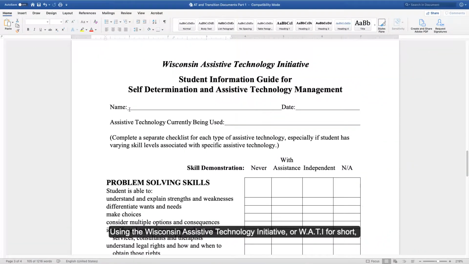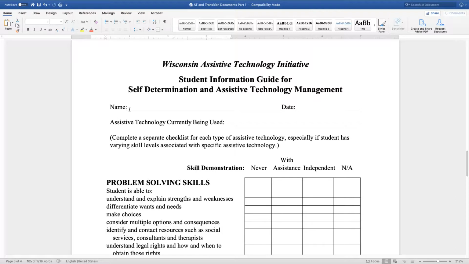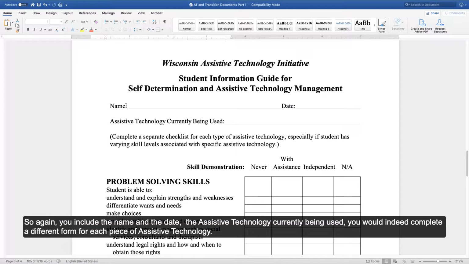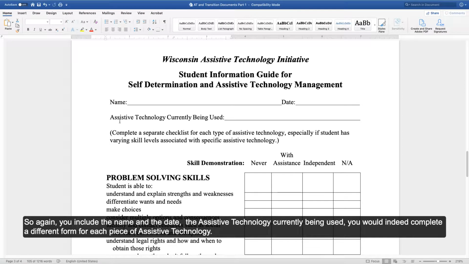Using the Wisconsin Assistive Technology Initiative, or WATI for short, Student Information Guide for Self-Determination and Assistive Technology Management. So again, you would include the name and the date, the assistive technology currently being used. You would indeed complete a different form for each piece of assistive technology.